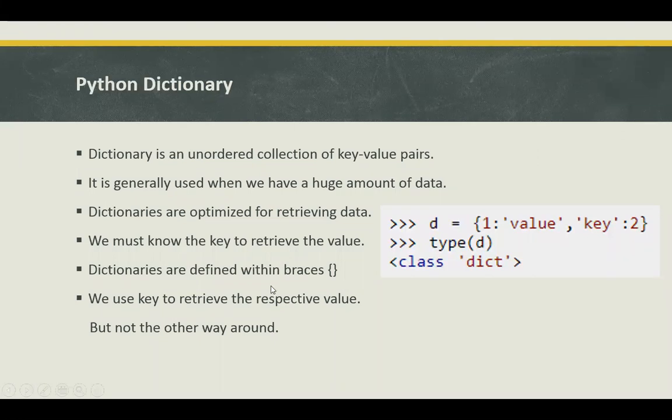So dictionaries are defined within curly brackets. We use a key to retrieve the respective value, but not the other way around. By using the key you can retrieve a particular value, but by the value you cannot retrieve a key.